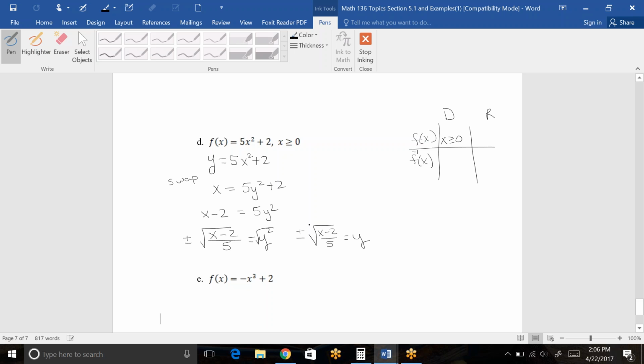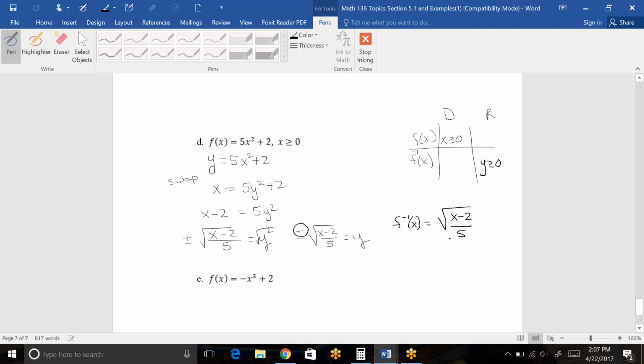The problem with this, though, is that the domain was very specific on the original, that x had to be greater than or equal to 0. What we know is that when something's a function and this is the inverse, their domain and ranges are swapped. So that means y has to be greater than or equal to 0 in the inverse. So we're only going to choose the positive case because of that. So f inverse of x equals the square root of (x minus 2) over 5.